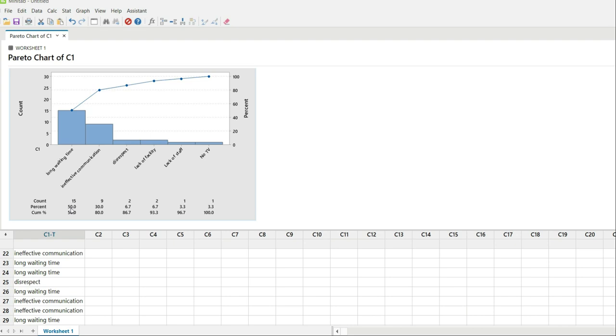The second column is the percentage. What does it mean? Percentage means, from the total, almost 50% of patients were dissatisfied because of long waiting time. Then 30% of patients were dissatisfied because of ineffective communication, and only 6.7% because of disrespect, 6.7% lack of facility, 3.3% because of lack of staff, and 3.3% because of no TV. So this is the actual percentage for each category.